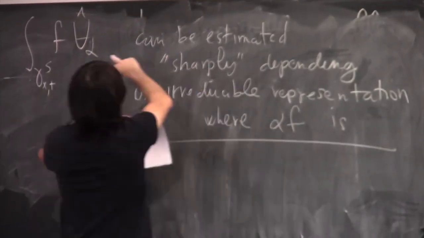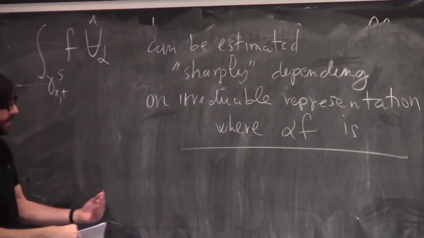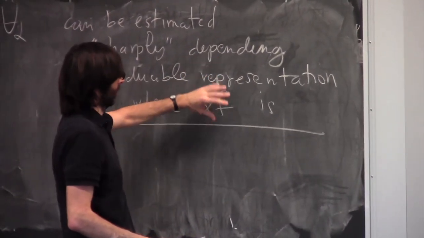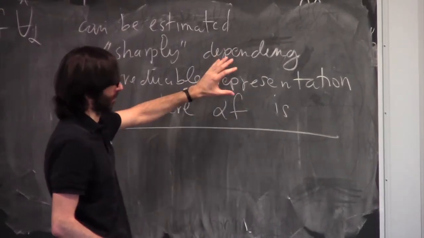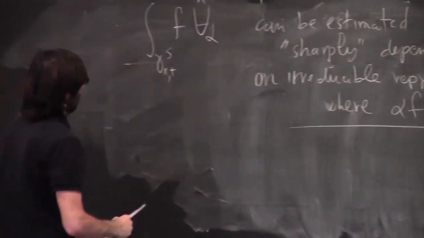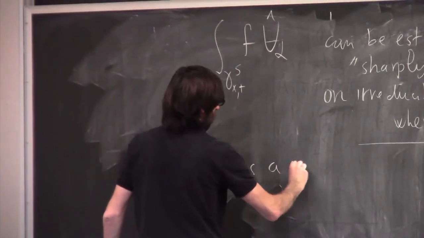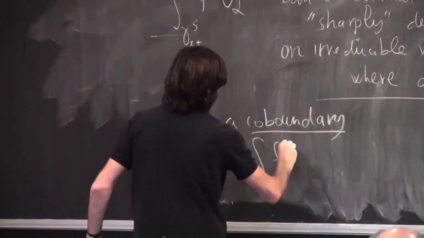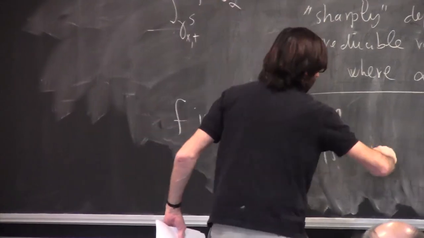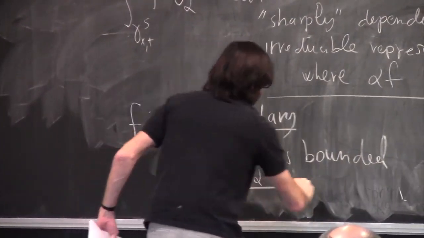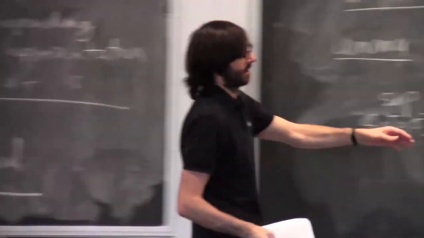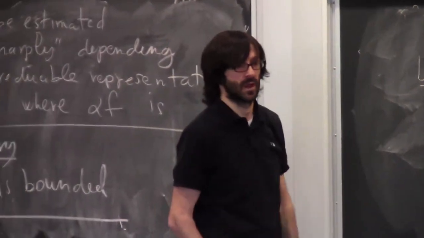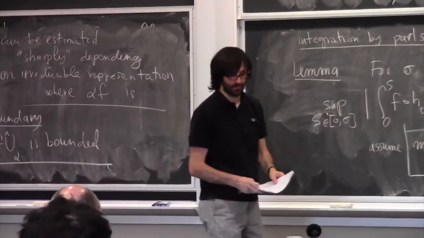So when you do this, you're really doing it for the time change, for the reparameterized flow. So you have to take that into account. You don't look at the irreducible representation where f is, but the irreducible representation where alpha f is. And in particular, if f is a co-boundary, then you get that the integral of f u alpha is bounded. And then you get this 1 over t decay for the correlations. All right, so this is all.